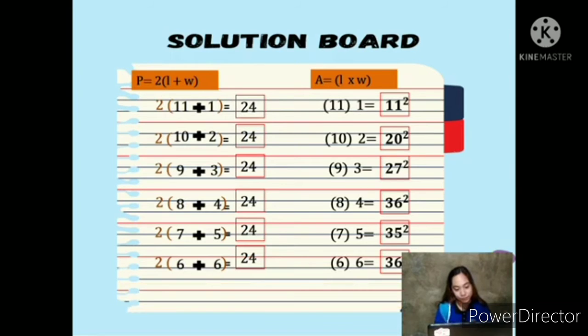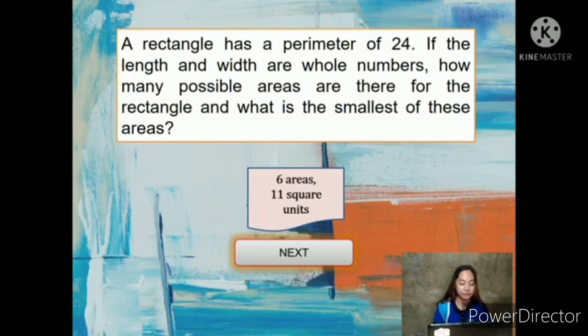And meron tayong 6 areas, 1, 2, 3, 4, 5, 6. And ang pinaka mababa po nating square units na nakuha is 11. So that there are 6 areas and 11 square units.